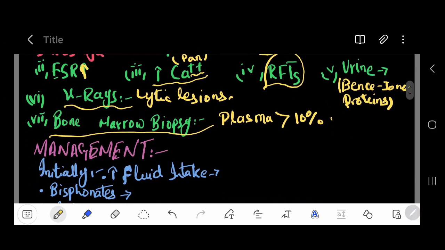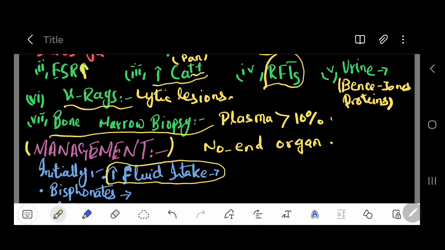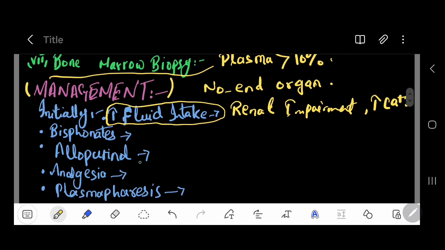Now when you have diagnosed this condition, how will you manage? Initially, when there are no end organ features, like there are no features of renal failure or heart failure or ischemic stroke, then you will start encouraging fluid intake. Due to this fluid intake, you will treat renal impairment and hypercalcemia. These two things are treated by encouraging fluid intake.